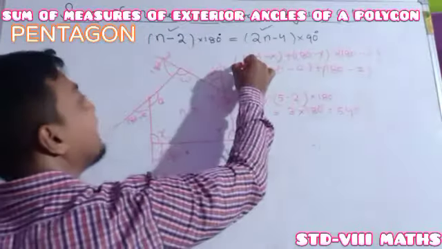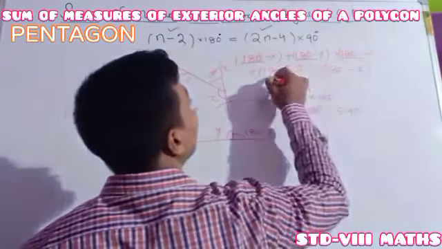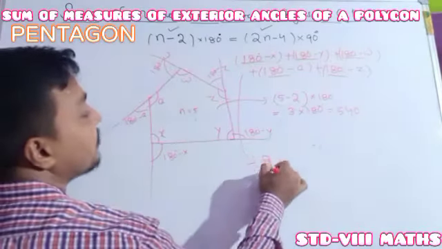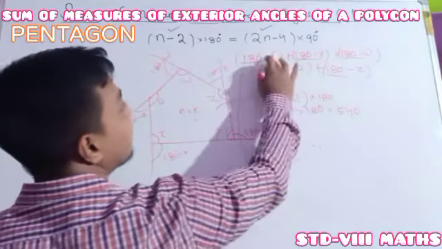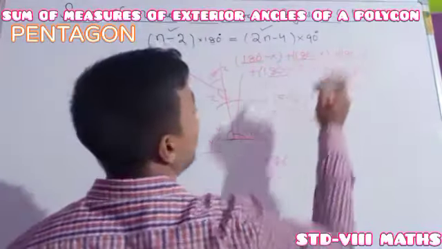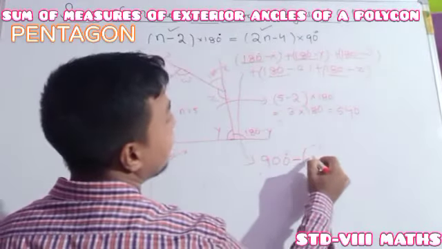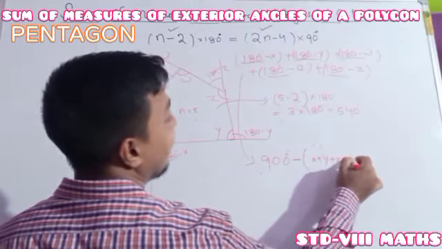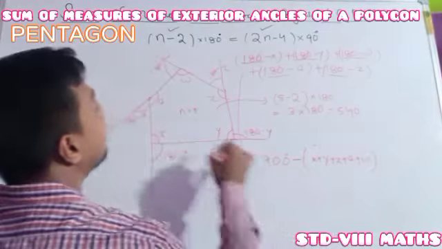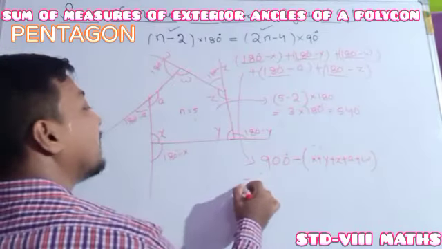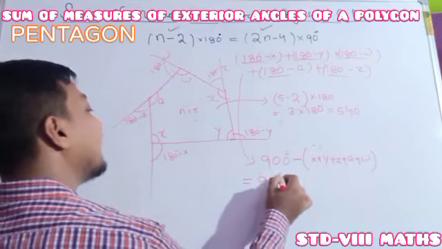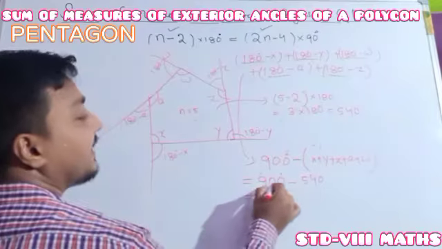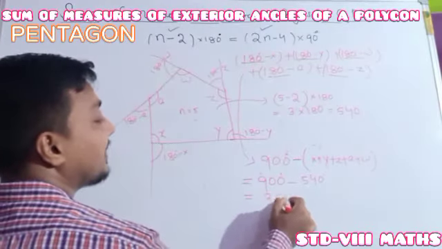See, here how many 180s? 1, 2, 3, 4, 5. So in the next step I am writing 18 times 5 is 900. So here it is 900 minus x minus y minus z minus w minus a. By taking the minus sign common, I am writing x plus y plus z plus a plus w, which means the sum of the interior angles. And you know very well that in the pentagon the sum of the interior angles is 540. So 900 minus 540 gives us 360 degrees.